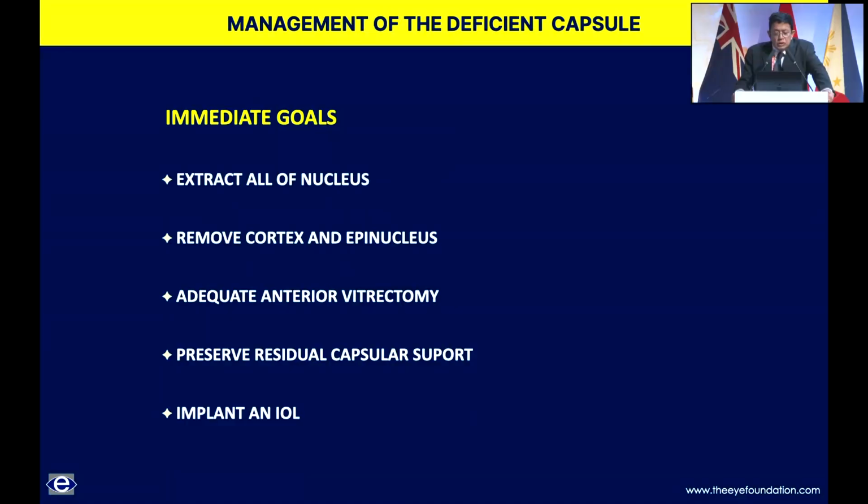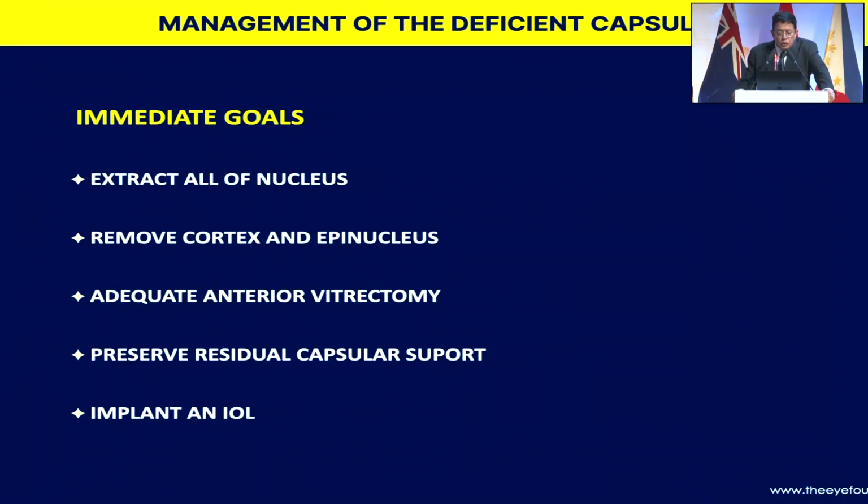And I think the immediate goals for managing a deficient capsule is to extract all of nucleus, remove the cortex and the epinucleus as much as possible, do an adequate anterior vitrectomy, preserve residual capsular support, and just in case you are sure that the lens is going to be stable, go ahead and implant an IOL. The last aspect is the least of the problems.